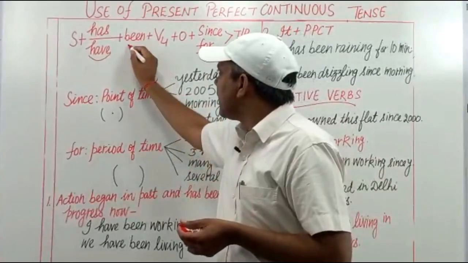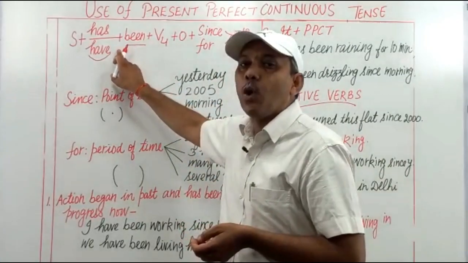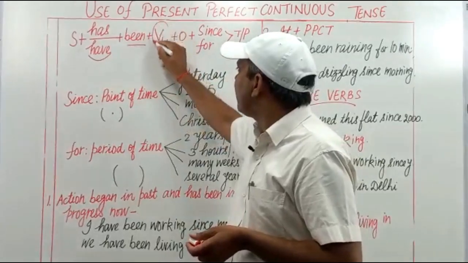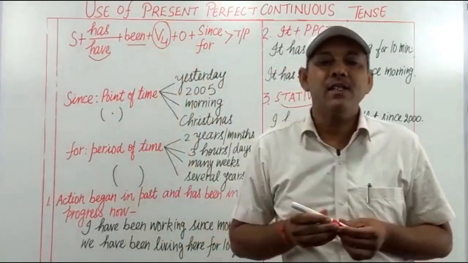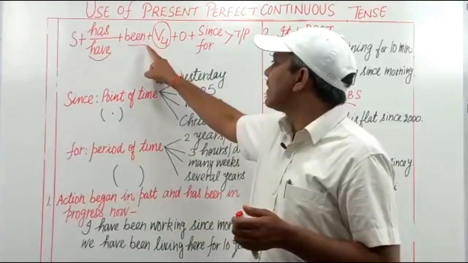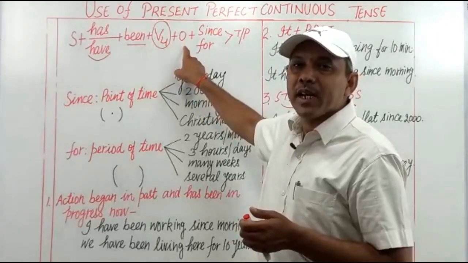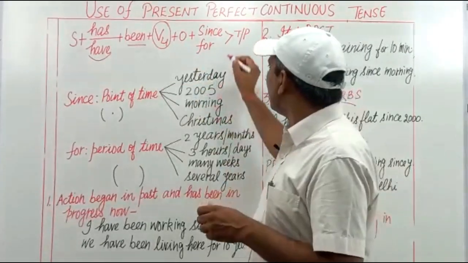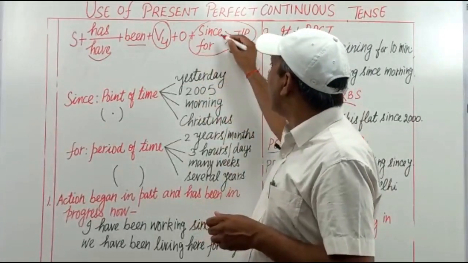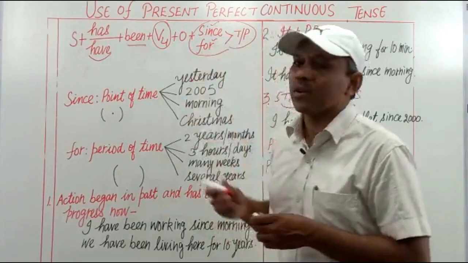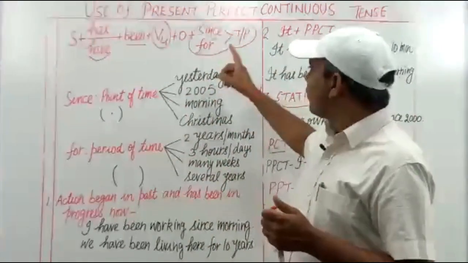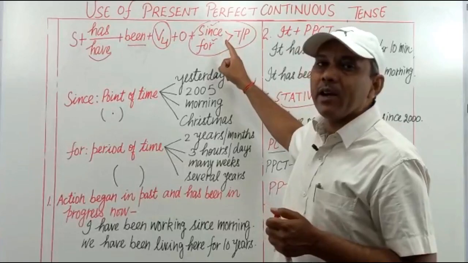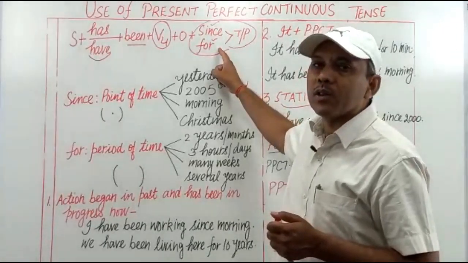We use been after has or have, and V4, means V1 plus ing, after been, then object, and then we use a time phrase after since or for. Now, where do we use since and where do we use for?